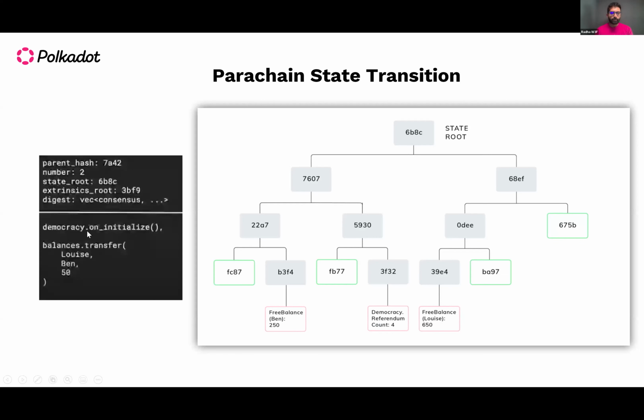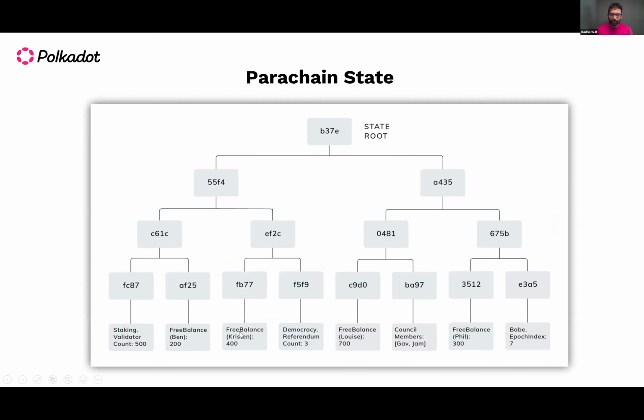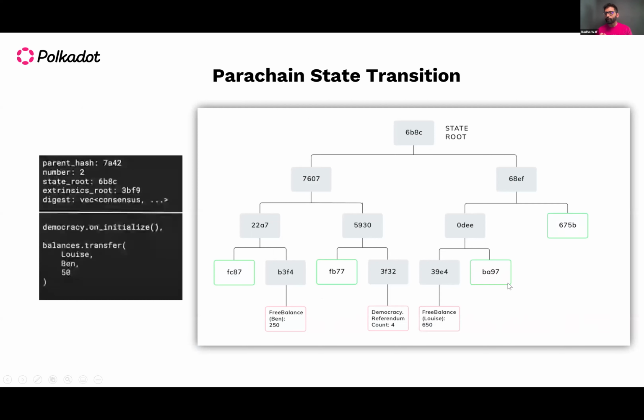So someone sent some tokens. Luis sent Ben 50 tokens, and then democracy moved to the next counter. The other things here are not changing. Validator count is still 500. Babe is whatever, 7 or so. All of those are not changing. There are only a few things in the parachain core state of logic that are changing. So that change is what needs to be delivered to the relay chain.